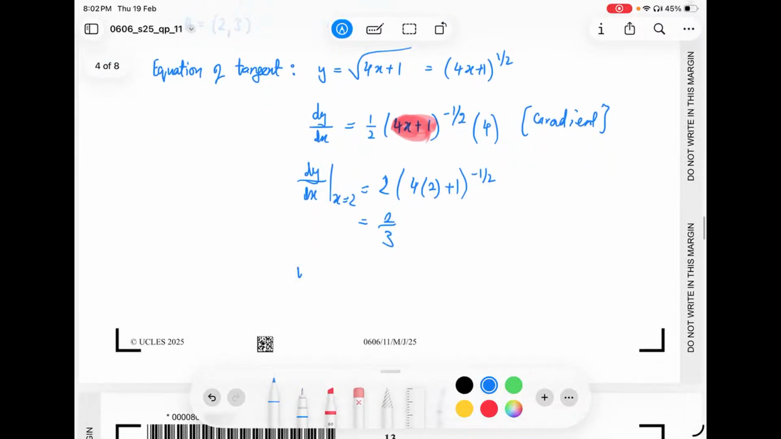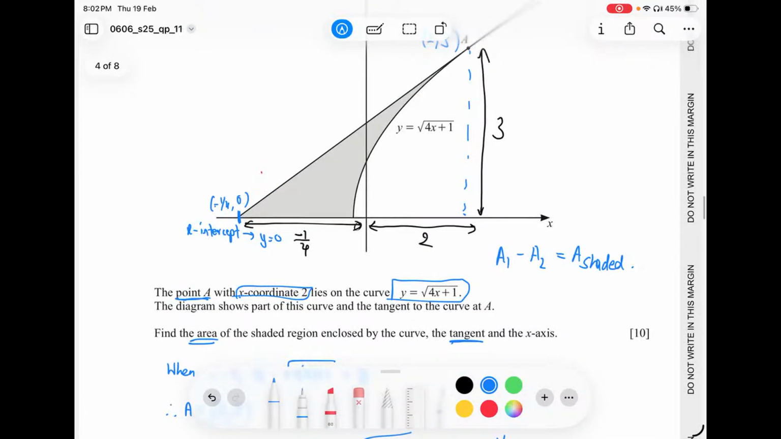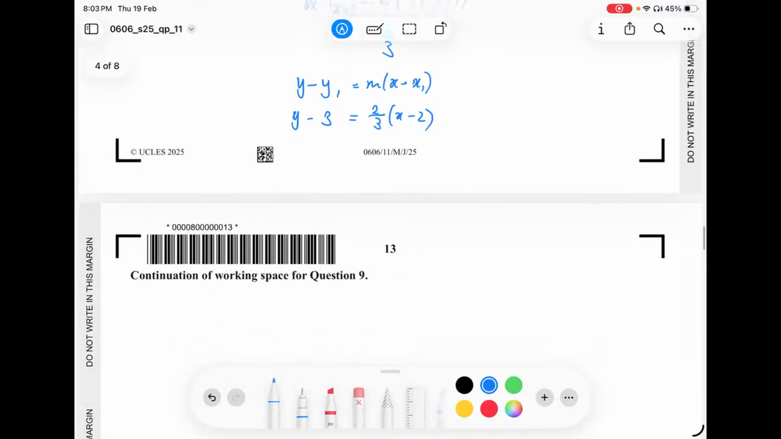So now the equation of the line, you can use y minus y1 equals m times x minus x1. The point A also intersects the tangent, right? So you can use that point A as a reference. So y minus 3 will be 2 over 3 times x minus 2.